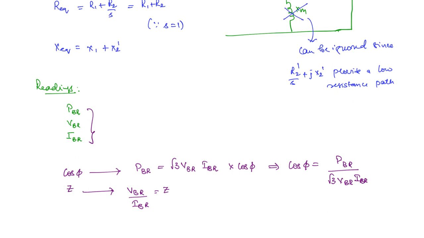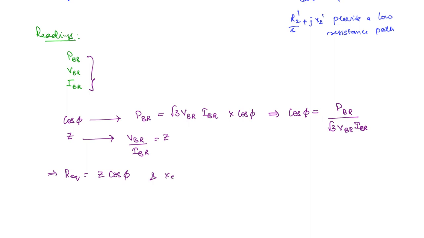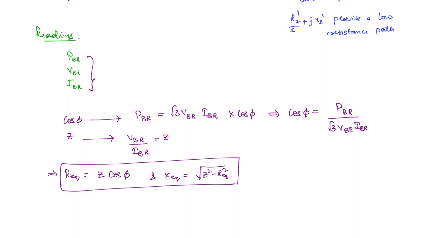Once you get the impedance and the power factor, you can find out the resistance value and the reactance value. How will you do that? R equivalent is equal to Z cos phi and X equivalent is equal to root over Z square minus R equivalent square. So this is how you can find out the equivalent resistance and equivalent reactance from the locked rotor test.